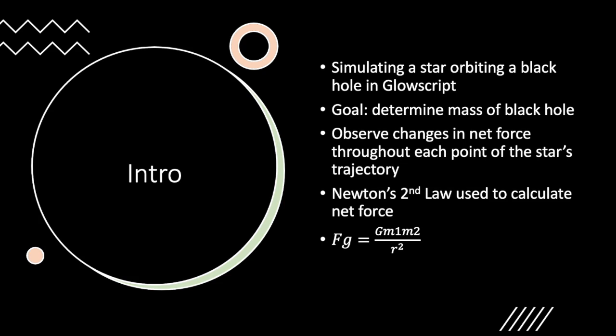In this lab, I will be using GlowScript code to simulate the trajectory of a star that is orbiting a black hole. The goal is for me to be able to determine the mass of the black hole. In order to find the mass of the black hole, I will need to find the net force on the star. And we will be using Newton's second law and the gravitation law in this lab.